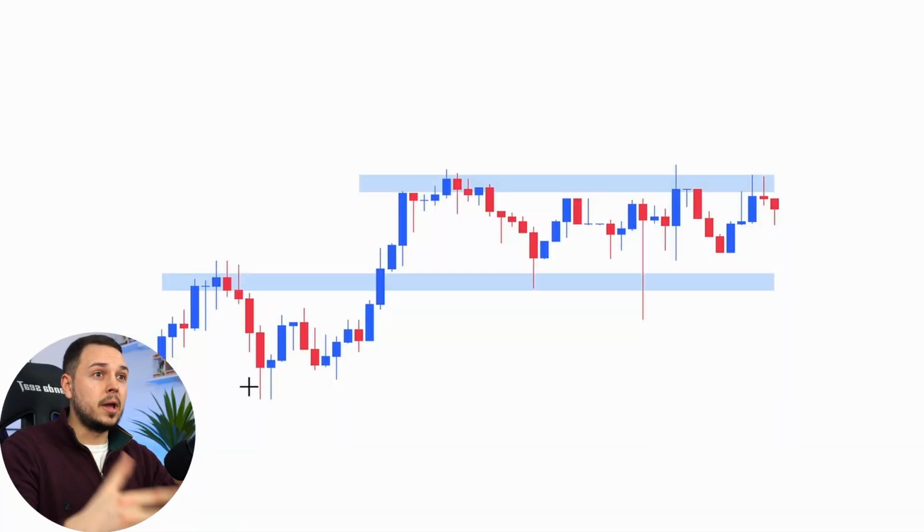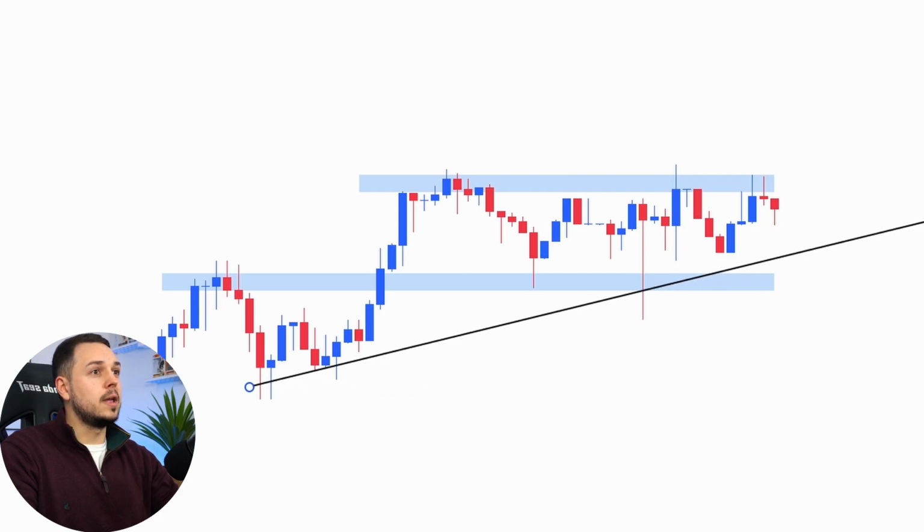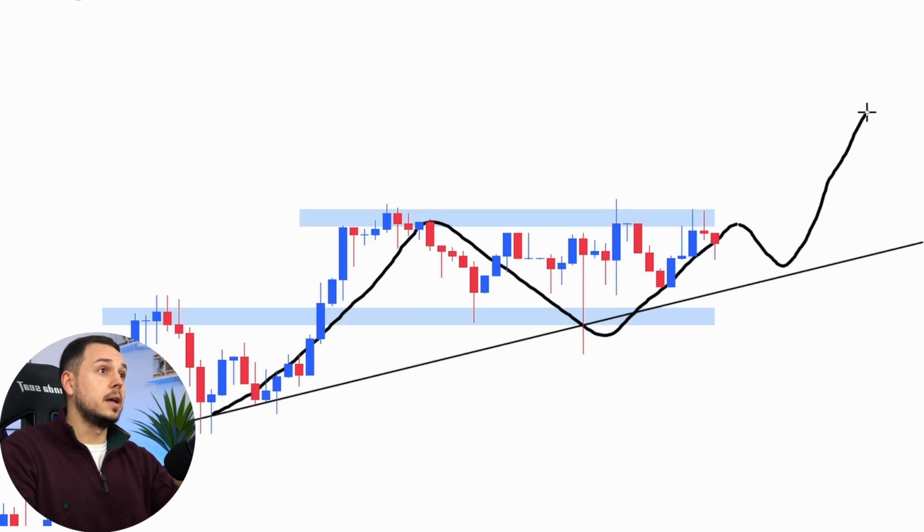Because we want to combine everything, let's draw our first trend. I believe this trend seems pretty good. Every time the market has touched this zone, it went towards the upside. We can see the same thing just over here. Now, what does this tell us? The market is currently in a squeeze pattern. After the squeeze, there's likely going to be a push towards the upside because that's the overall direction at the moment.